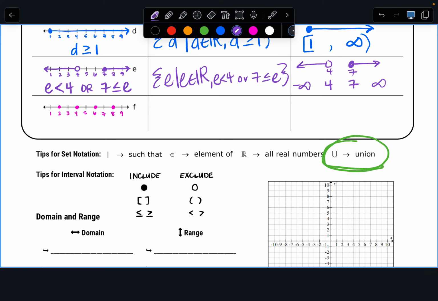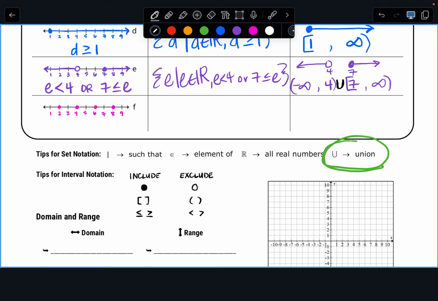And then going in and filling in the missing parts. Parentheses always go around the infinities, no matter what. Open circles have parentheses, closed circles have brackets. And then you always have a comma to say "to" in between. Anytime there is a gap in your data, that is when we use the union. So in the middle, we're going to put a U.